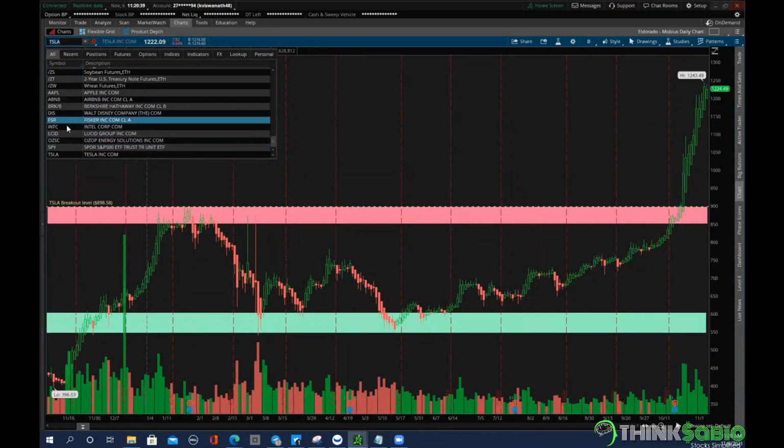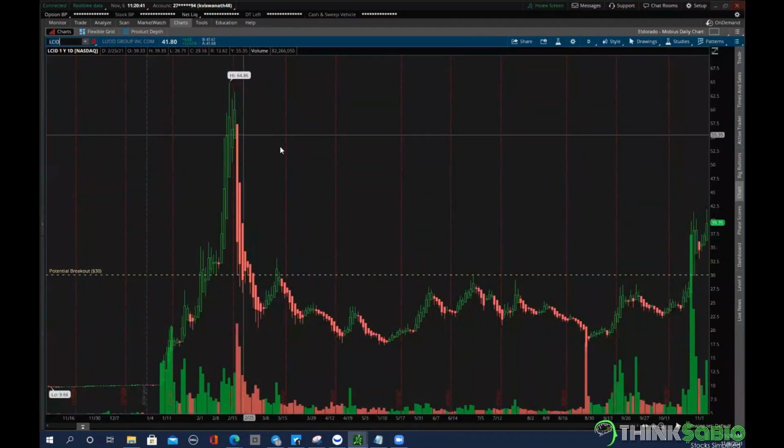You can do it for anything. And then let's look at Lucid, for example. And this is the ultimate breakout. When Lucid crosses 64 with volume, I'm going to tell you right now on this call, that's going to be an ultimate breakout.